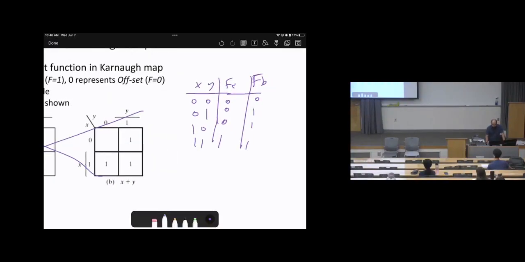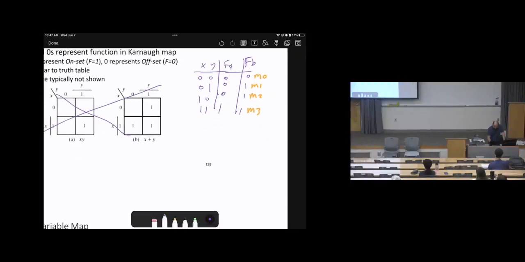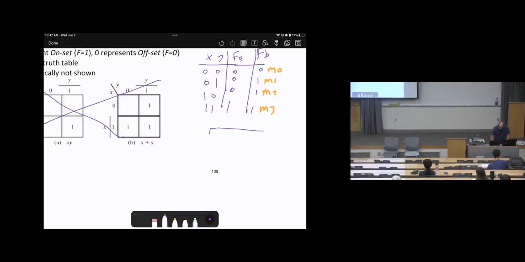Now we need to simplify this, or write this in a Karnaugh map. How can we write this in a Karnaugh map? Keep in mind, write the corresponding minterms. This is equivalent to m0, this is equivalent to m1, this is equivalent to m2, this is equivalent to m3. Now we have two functions, so we need to make two Karnaugh maps. Each function has its own Karnaugh map. For this function, I'm going to call this y, here is x, 0, 1, 0, 1, this is 0, 1, 2, 3. This is for f1.